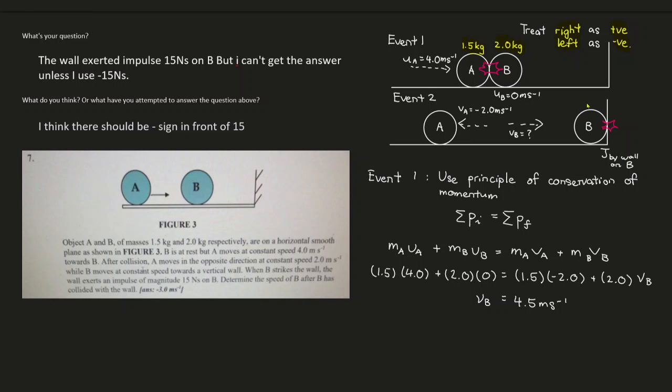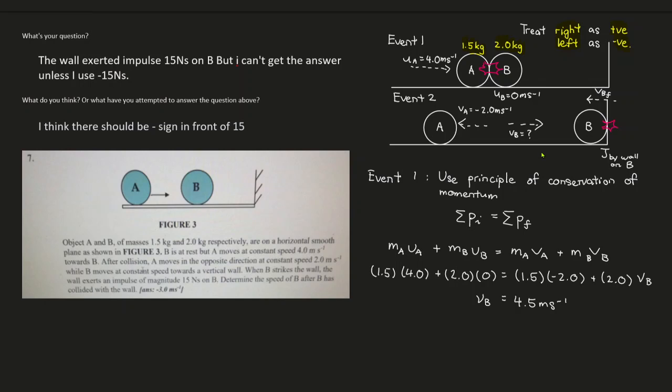Okay, so we know that there are 2 things that we don't know. One is VB, and another thing we don't know is, after ball B collides with the wall, what the speed is when it's going back, when it's being reflected back. Let's call it VBF, VB final, when it's going back.